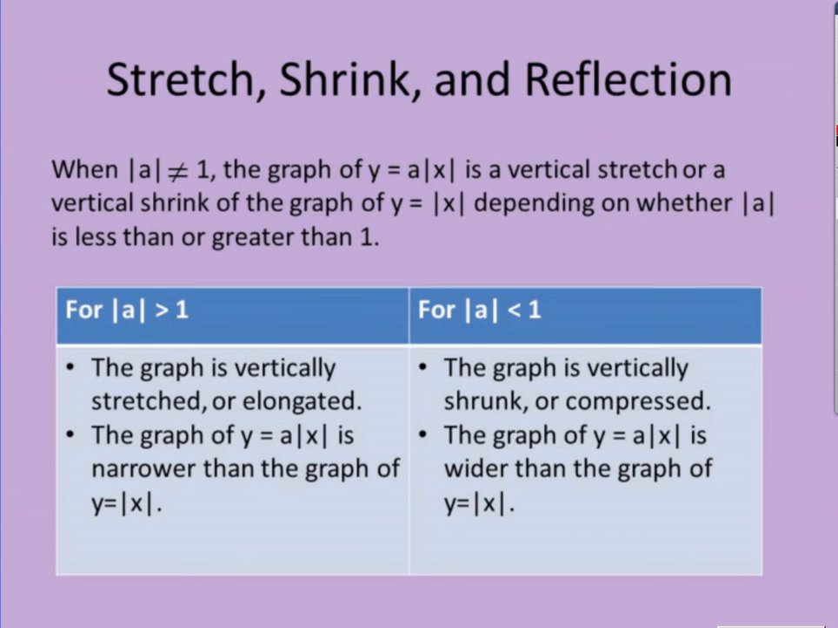Now, if we take our value and we are going to dilate it, we can either expand it vertically or compress it vertically by multiplying your absolute value by a value out front. As long as that a value is not 1, it is going to dilate your figure. If the value of a is greater than 1, it is going to expand your graph vertically. And if the value in front of your absolute value is between 0 and 1, it is going to compress your graph vertically.